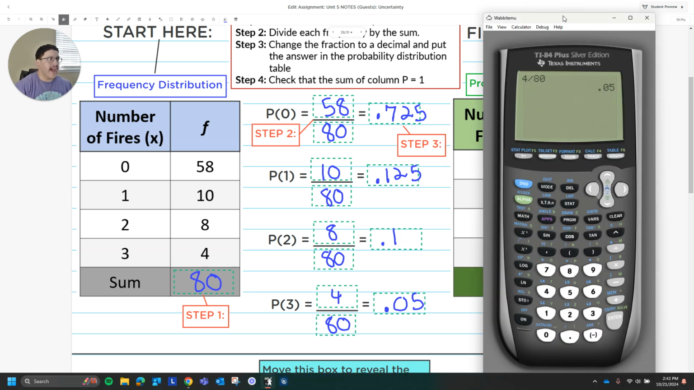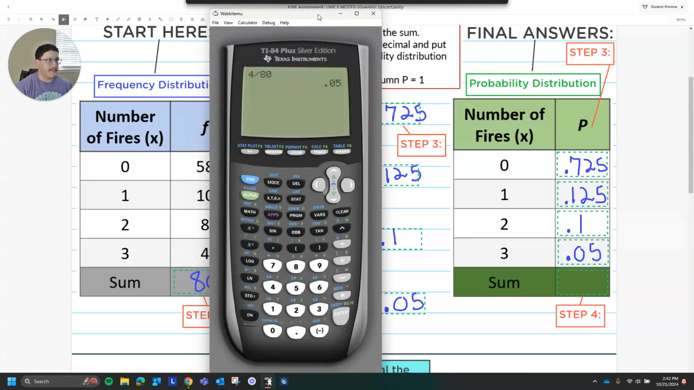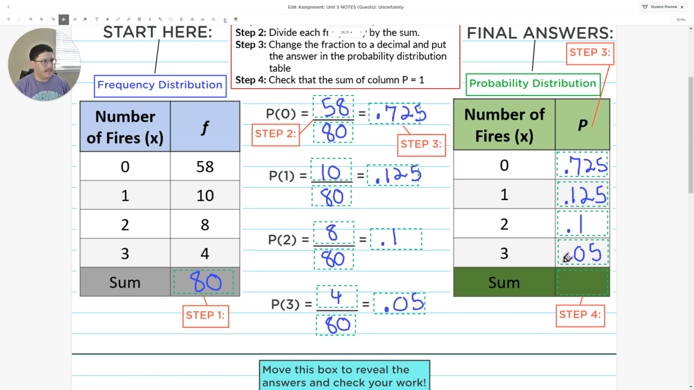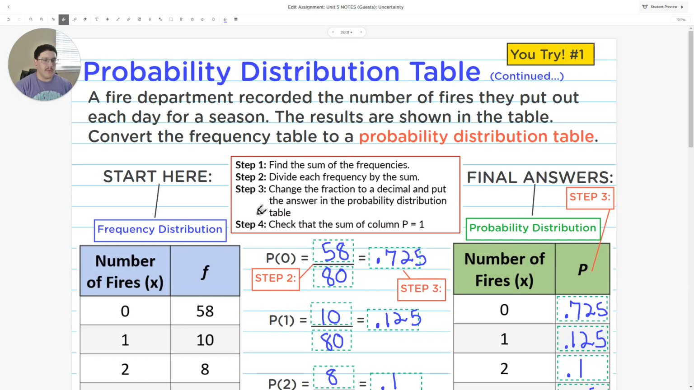Now, as a final check, I'm going to add all these up. 0.725 plus 0.125 plus 0.1 plus 0.05. The total should give you 1. If that's what you get, then you created the probability distribution table correctly. That's it for You Try number 1.